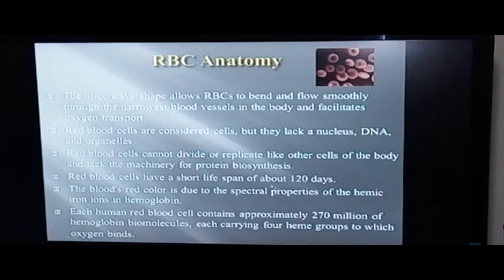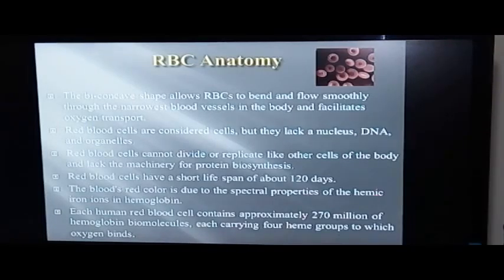In other words, they cannot perform biosynthesis of any kind. Right? They have a very simple function. Red blood cells also only live for a very short time, about 120 days.